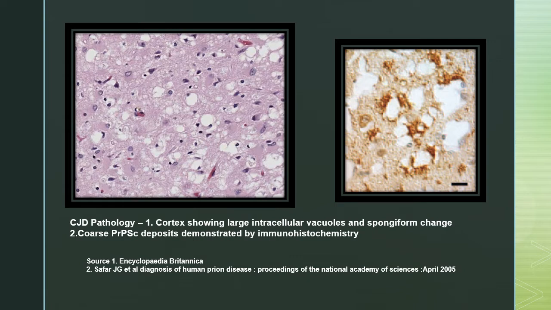CJD pathology. Figure 1 is cortex showing large intracellular vacuoles and spongiform change, and Figure 2 shows coarse PrPSc deposits, which are demonstrated by immunohistochemistry.